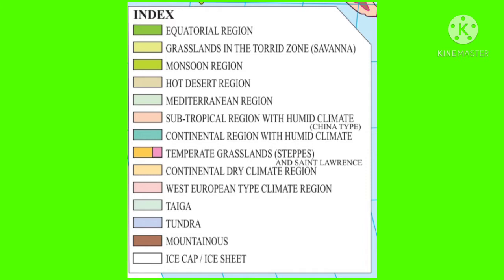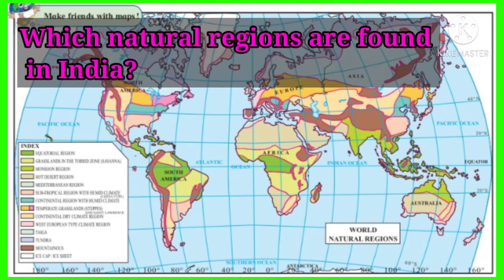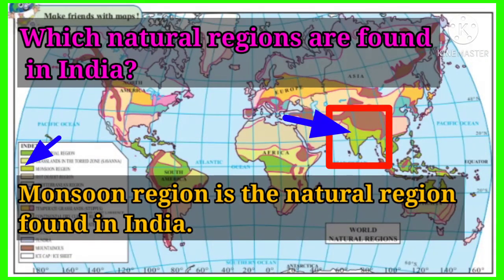Students, remember all these color codes properly. All the color codes are going to help us answer all the questions given below the map. Here is the first question. Which natural regions are found in India? Here is India. We can see, students, that the maximum part of India is covered with light green color, which is monsoon region. So we can conclude that the monsoon region is the natural region found in India.